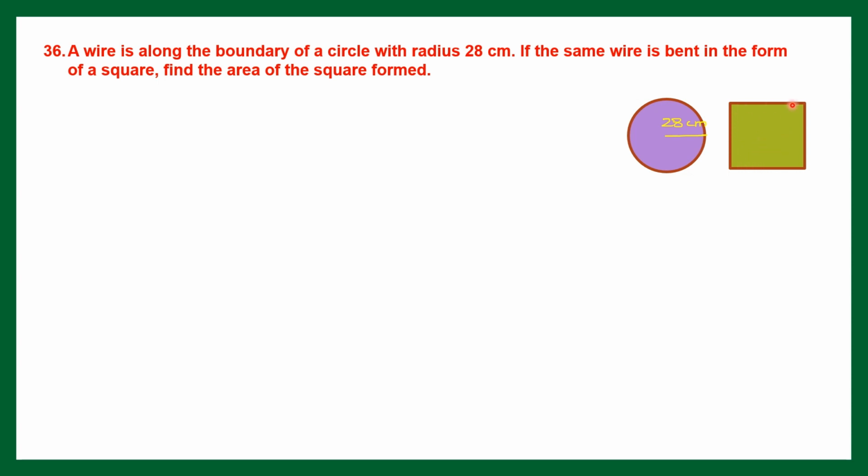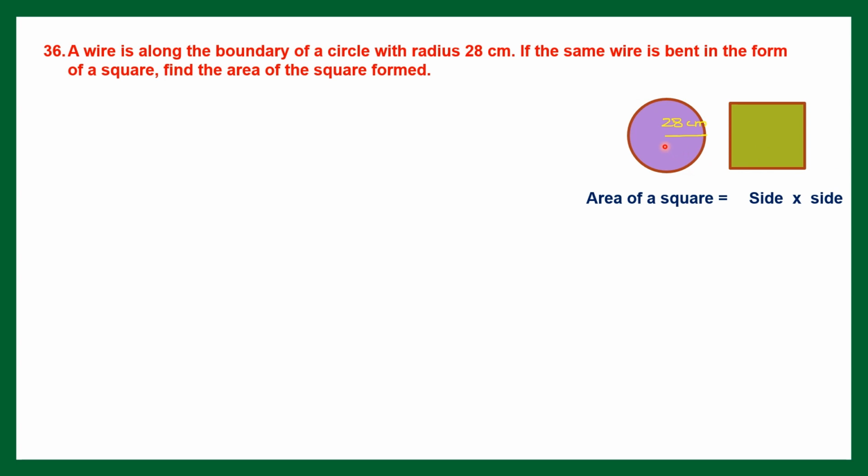Now, what is the formula to find the area of a square? The formula to find the area of a square is side into side. That means we have to know the value of side, the measurement of the side of the square. Only then can we find the area. But we have only been given the radius of a circle. Now from that, how do we find the side and the area of a square?